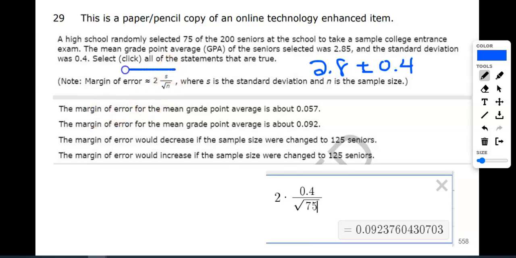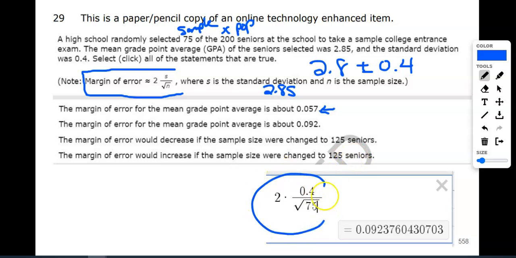So they give us the formula, and they do a nice job of breaking down what the pieces meant. Standard deviation is 0.4, and sample size, remember which one the sample is? It's not the 200, that's the population. I think if you use population, you get that answer. I didn't do it like that though. And meanwhile, the sample was 75. So if you put those into the formula as they told us, we do indeed get 0.092.